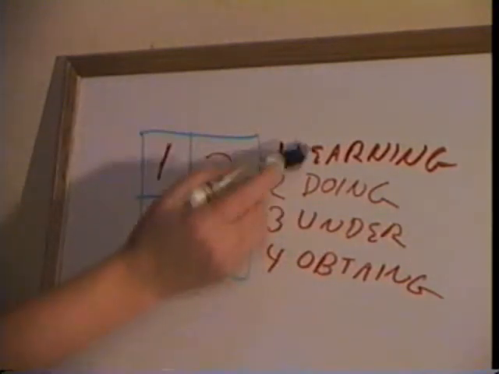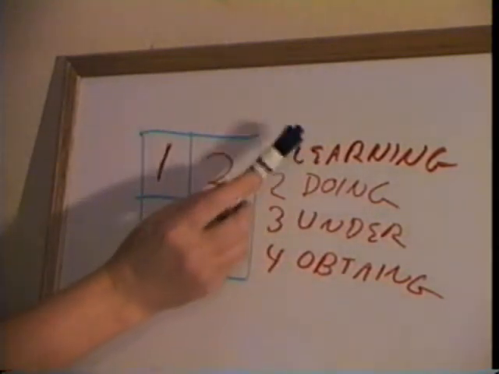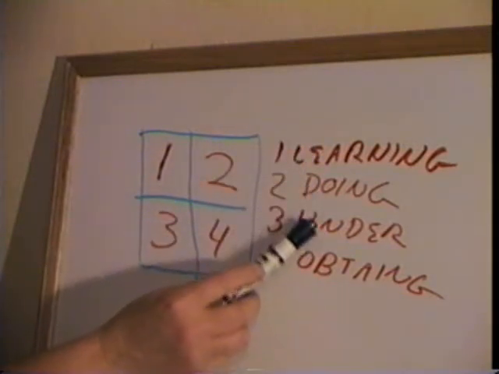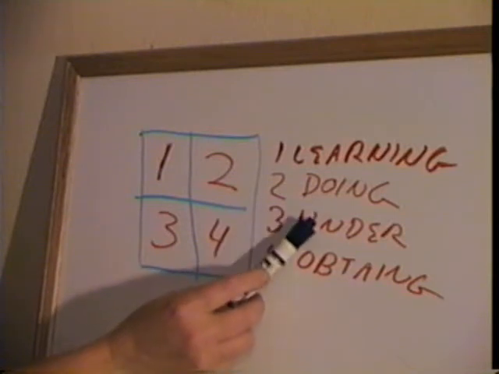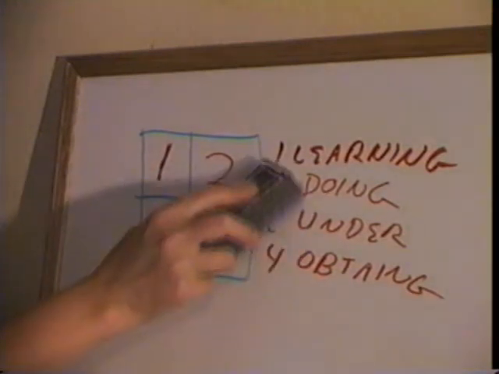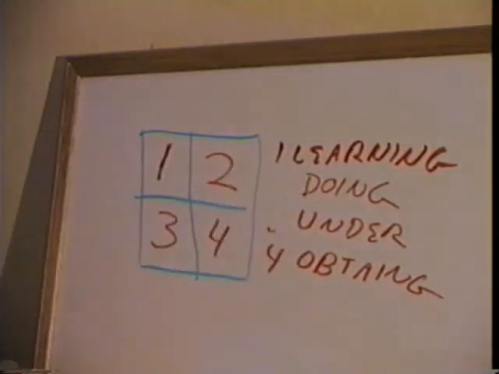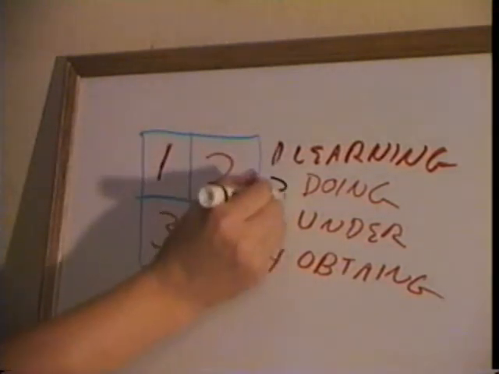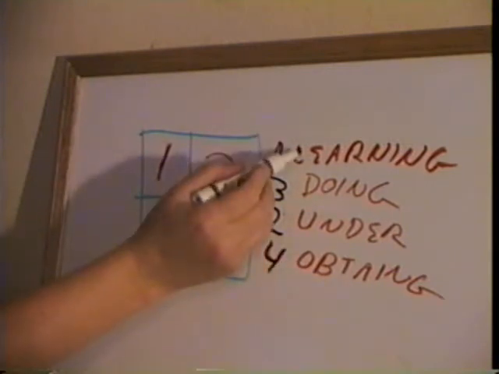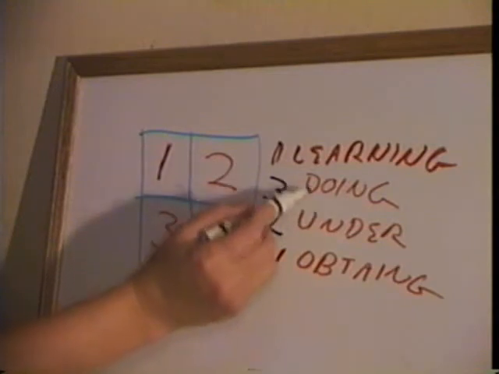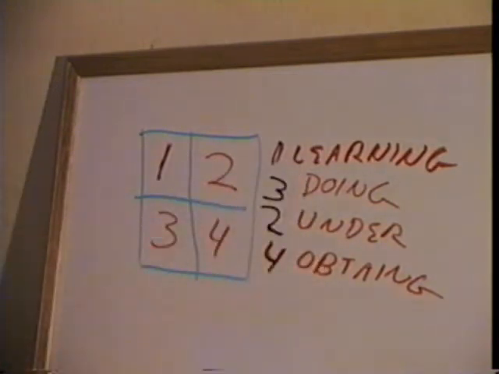Okay. We could have our characters start with number 1, learning something until they're able to finally do it, doing something until they arrive at an understanding. Understanding grows until they're able to obtain. Or we could change the order and have it be 1 and 2, 3 and 4, so that they learn something until they finally arrive at an understanding. Based on that understanding, they're able to start doing, and they do until they're able to obtain.